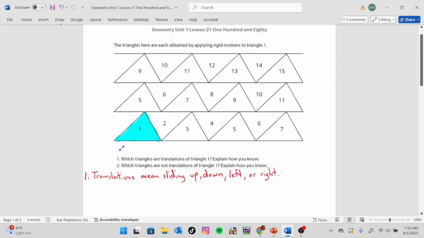And in this case, it would be all of the odd numbered. They're facing the same direction. They look exactly the same. They're just up or to the right of that original triangle. So this means the odd numbered triangles are translations.